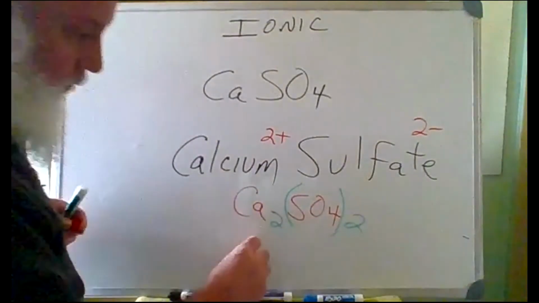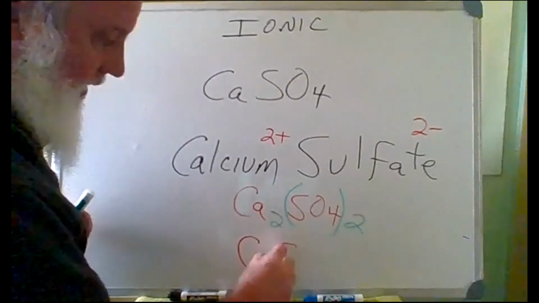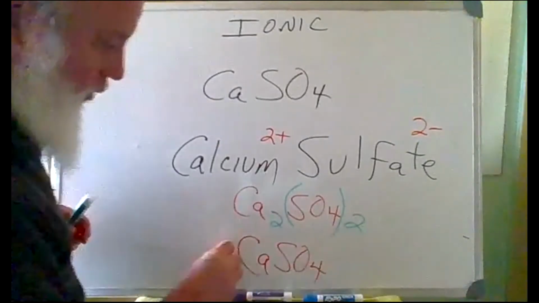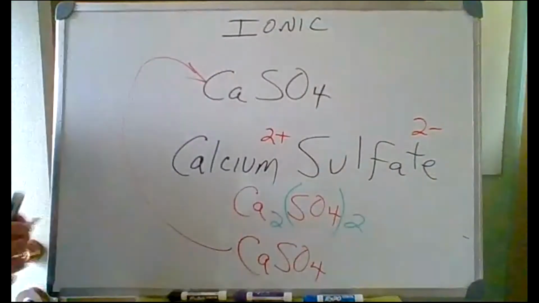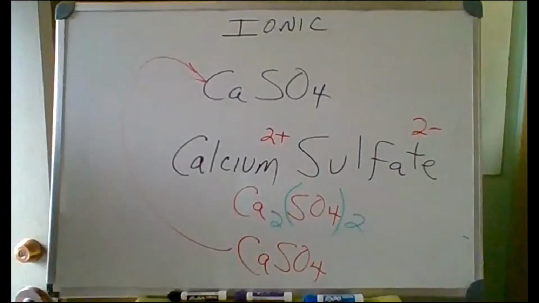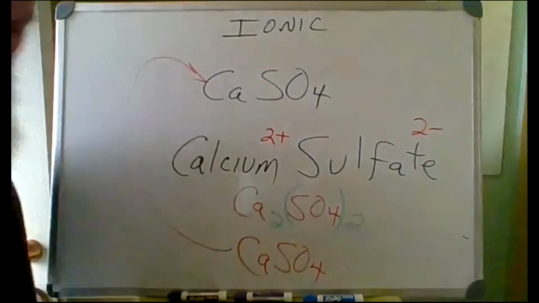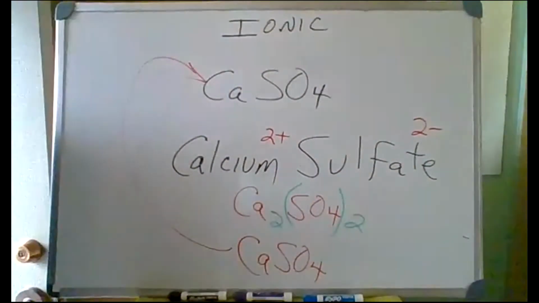So when we do that, we end up with CaSO4, which is what we started out with up here. You always have to check and make sure there's not a common factor. Any question or comment on that one?